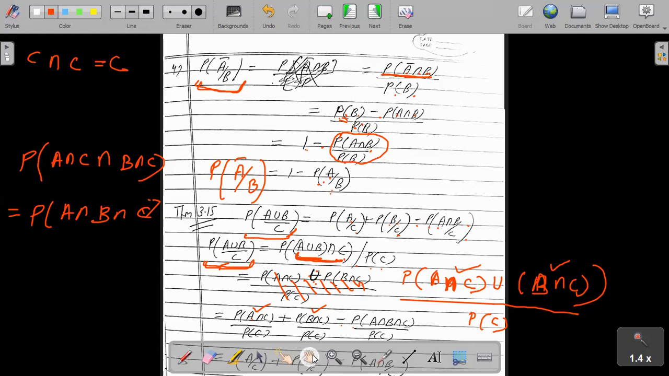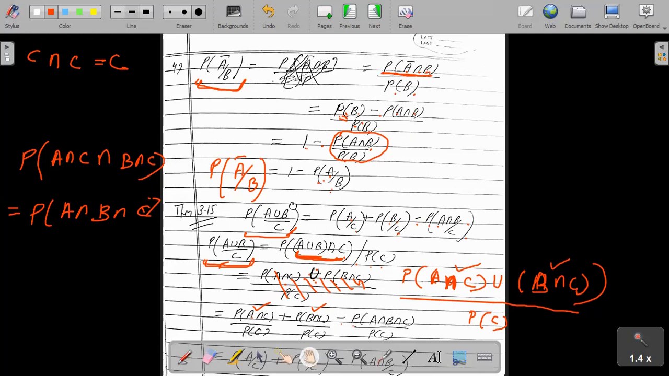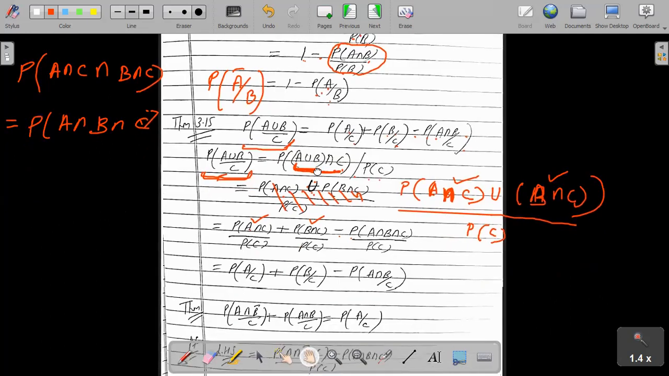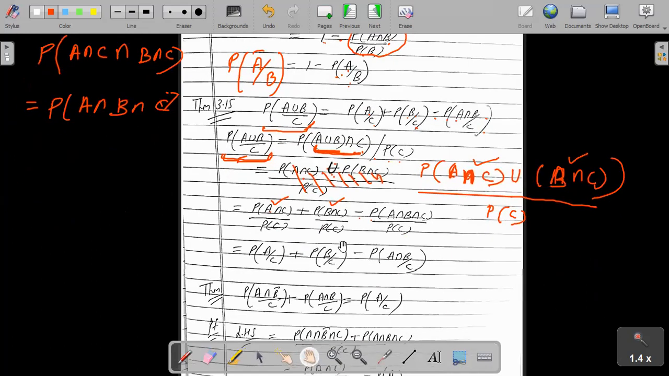So if I just apply the definition now, what does the first fraction become? The first fraction is probability of A mod C. The second fraction is probability of B mod C, and the third fraction, if you take A intersection B as one set, is A intersection B mod C, right? So all the formulas are coming from the main result only. So let us go to the next theorem. What does the next theorem say?